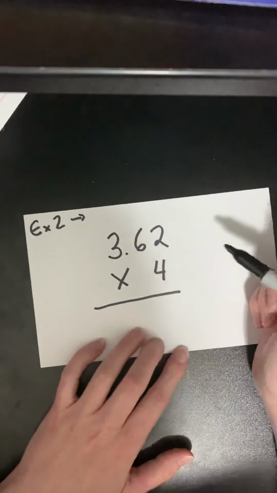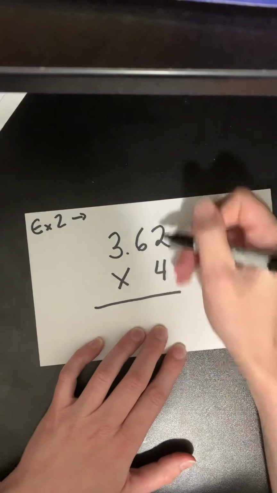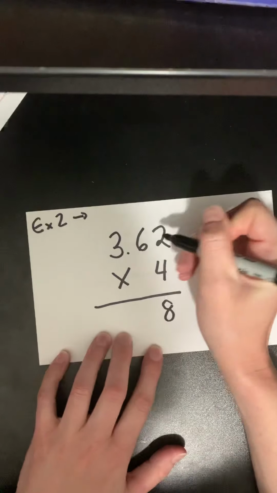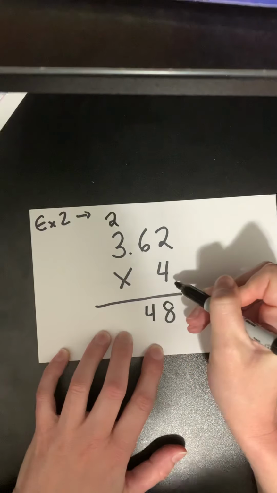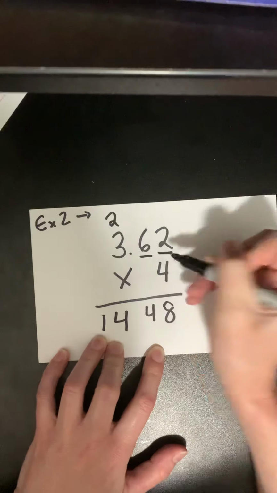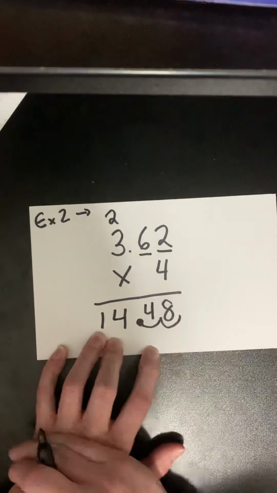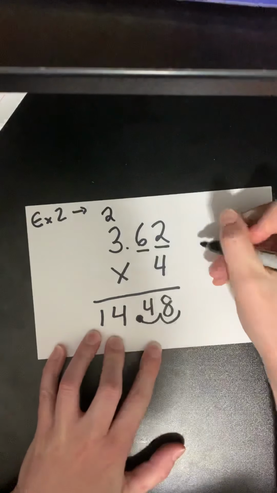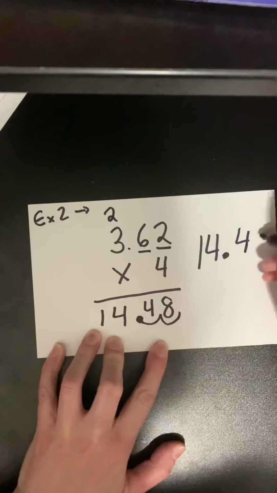Now, remember, we're ignoring that the decimal point exists. So we're gonna do 4 times 2, which is 8. 4 times 6, which is 24, carry the 2. 4 times 3, which is 12, plus 2, which is 14. I have 2 decimal places to the right, so I move 2 decimal places in on my product, my answer. So it's 14 and 48 hundredths.